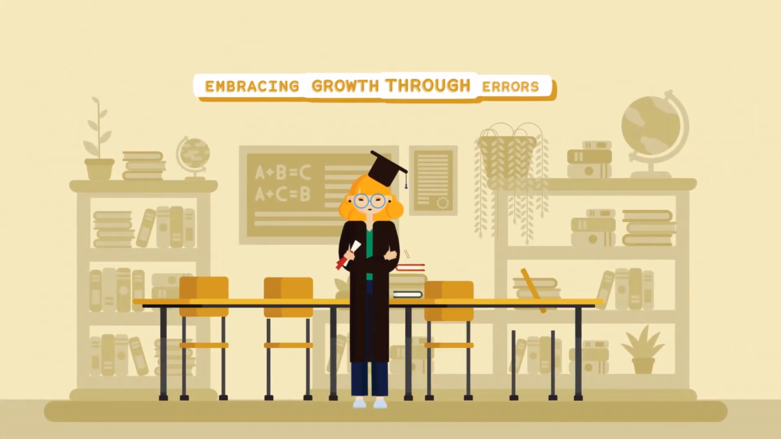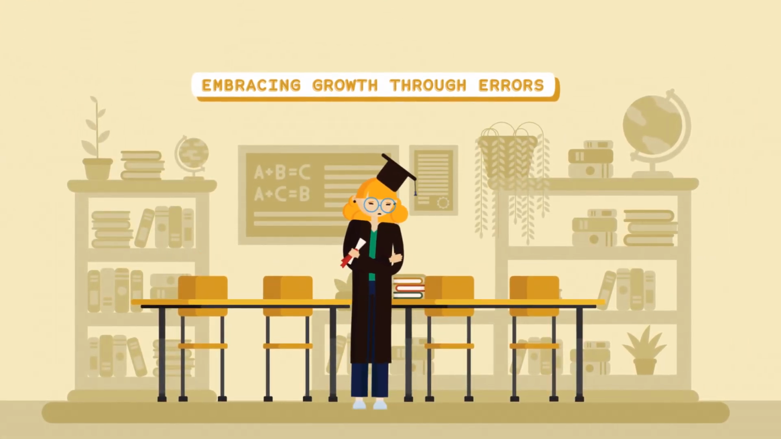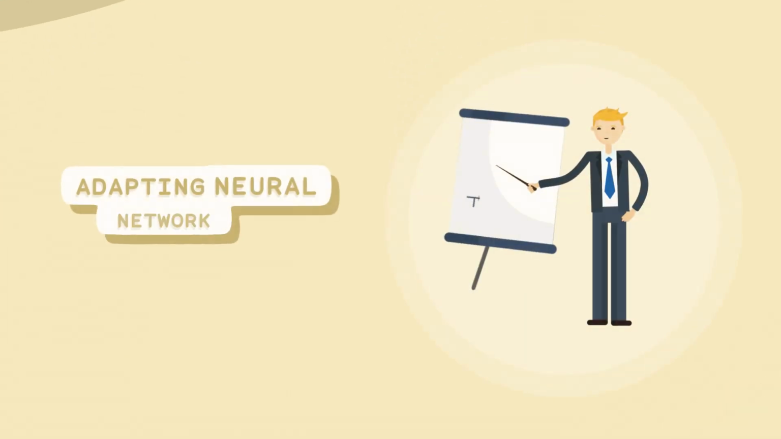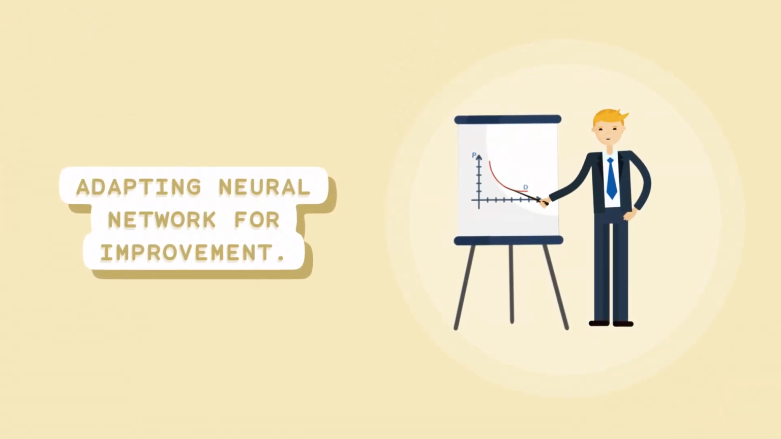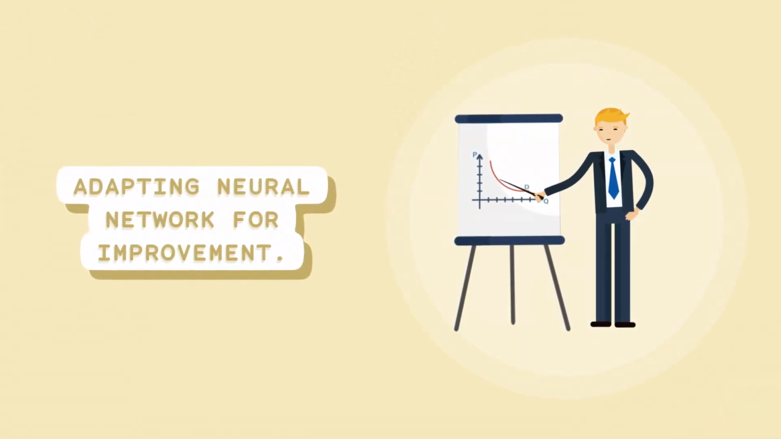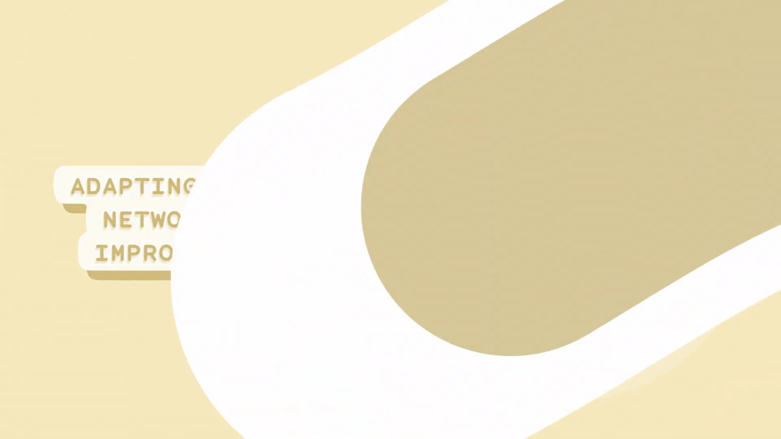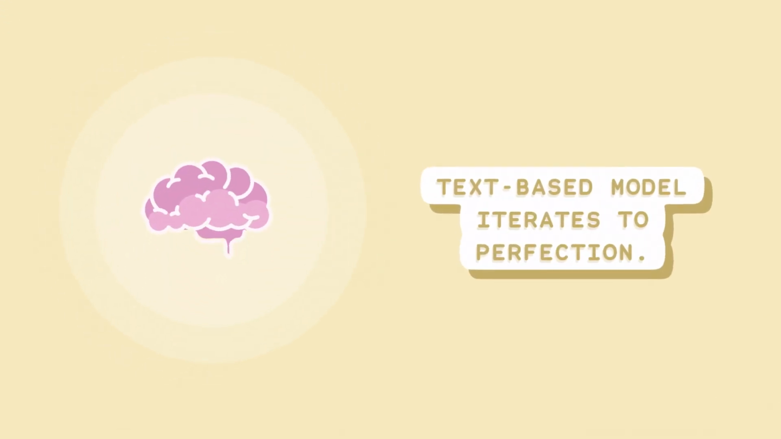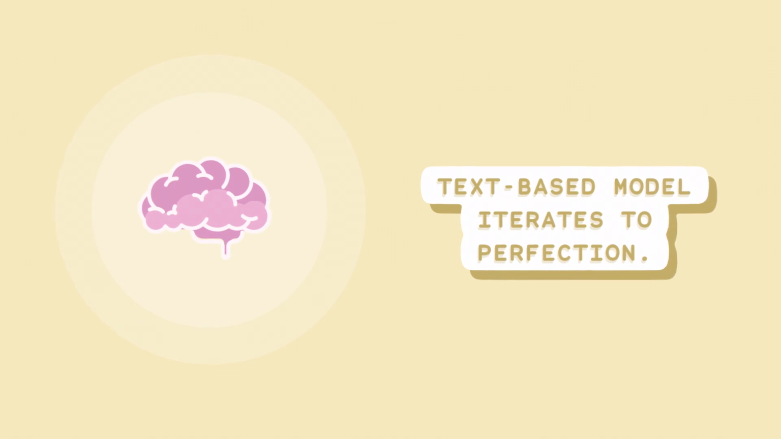Learning from mistakes. When the LLM guesses incorrectly, it adjusts its internal connections to make better guesses in the future. This process is repeated billions of times with different pieces of text, allowing the model to continually improve its predictions.